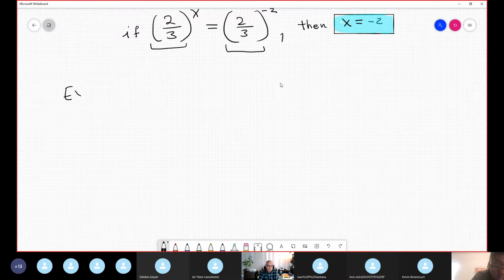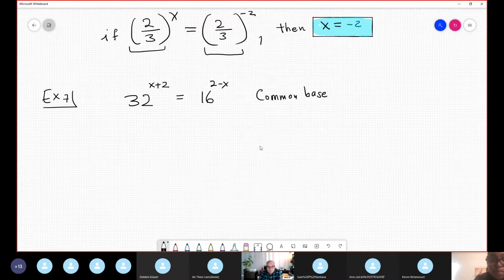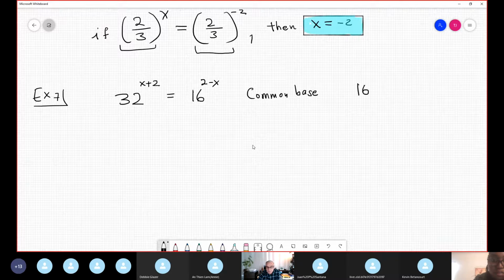Example 7 now. Example 7 is a little bit confusing. 32 raised to the x plus 2 equals 16 raised to the 2 minus x. Okay, again, I ask myself, what is the potential common base I need to find to help me resolve that problem? I need to find something. I need to express 16 and 32 using the same base.